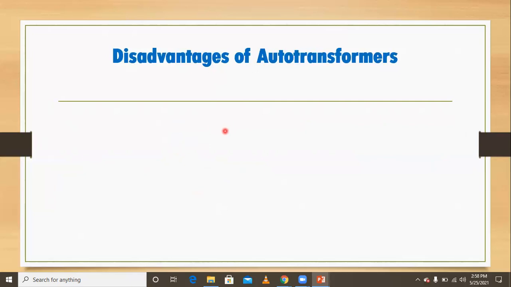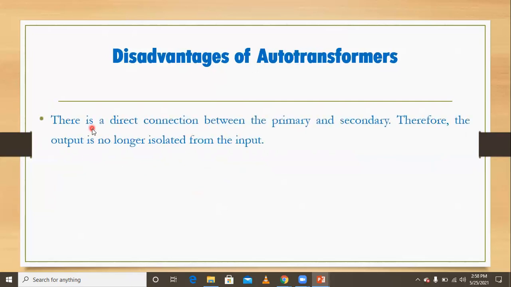Now the disadvantages of the auto transformer. There is a direct connection between the primary and secondary. Power is transferred both conductively and magnetically. In the conductive path there is a direct connection between the primary and secondary, so the output is no longer isolated from the input. Understood? That is the disadvantage.